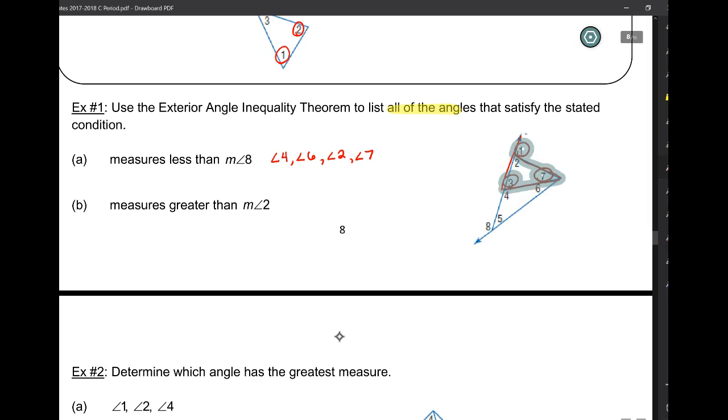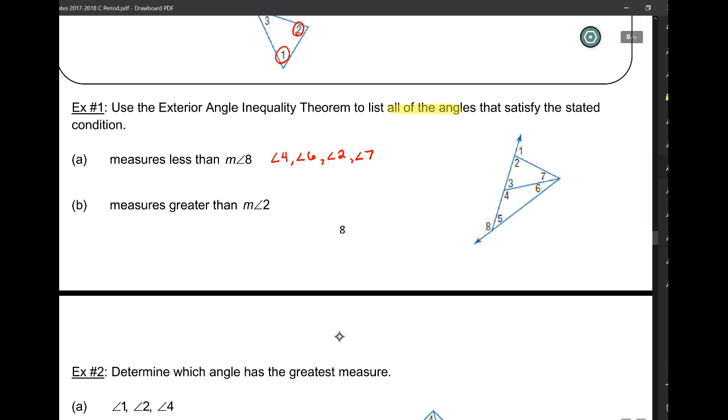Why is it 2 and 7? I was giving you so many different examples. For the actual question, the measure of angle 8, it's 2, 7 and 6. So here's that picture. 2 is a remote interior angle to angle 8, and 6 and 7 combined would be a remote interior angle. I already had 6, so now I just have to include 7.